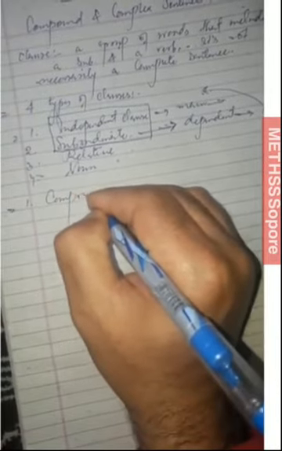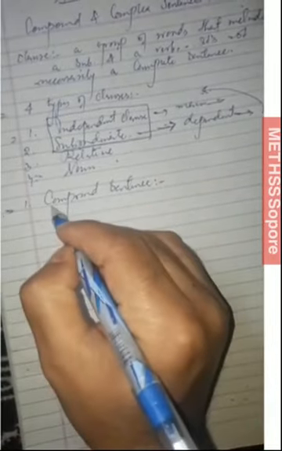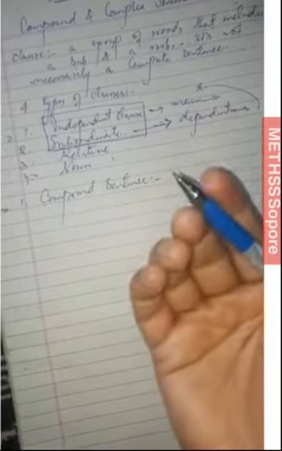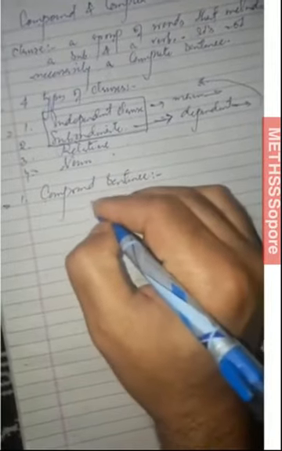Let's go to the compound sentence. What is a compound sentence? Compound, as its name suggests, means mixing 2 things. By its nature, it suggests that it is going to be some mixture. Yes, it's a mixture of 2 clauses.